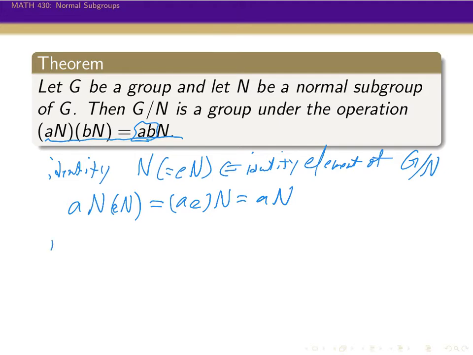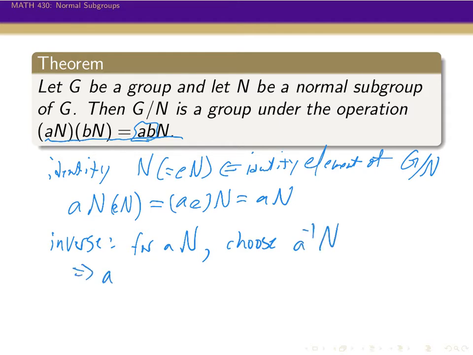And then inverses, well, the inverse is just the obvious choice. For aN, choose a inverse N, and then you have aN times a inverse N is equal to a a inverse N, which is really equal to N. And so this is kind of just playing around with the symbols based on this group operation.